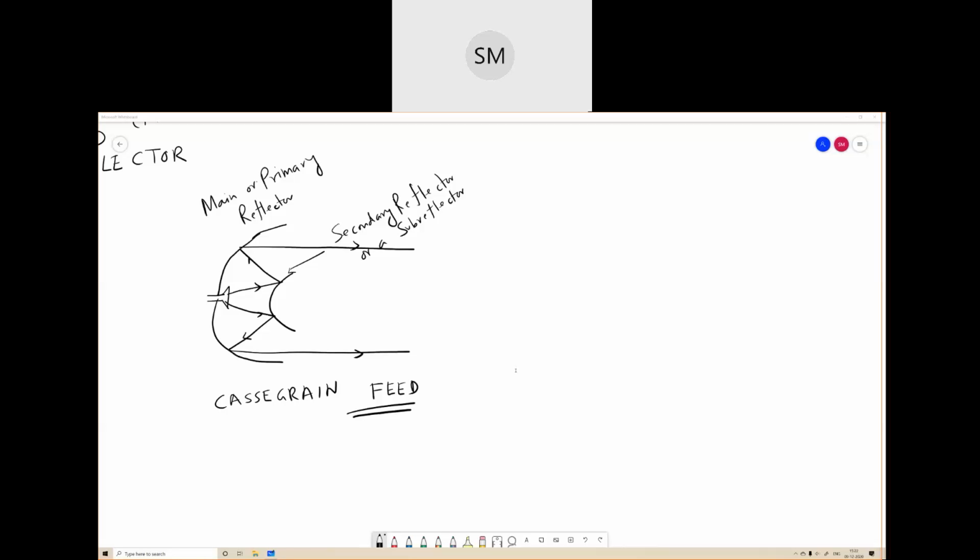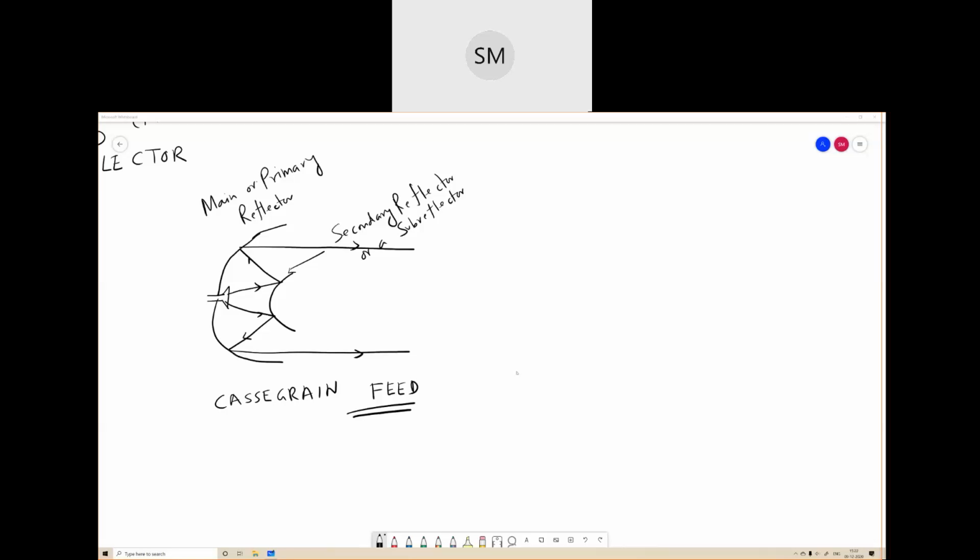Which one do you want me to explain again? The last one. Okay. This is also a curved reflector, but the feed here is a bit different. The feed here is the Cassegrain feed.